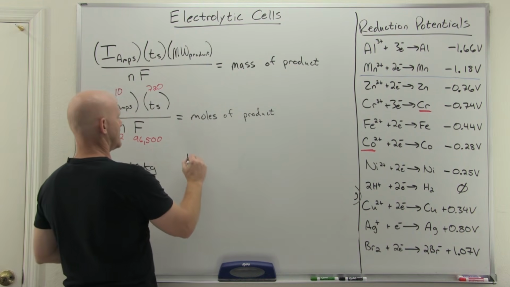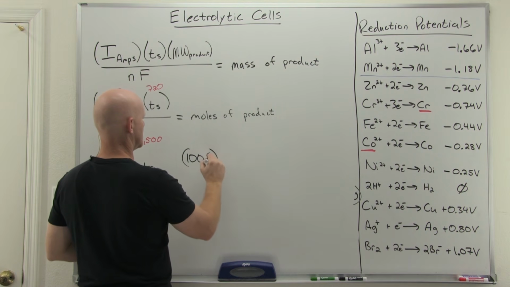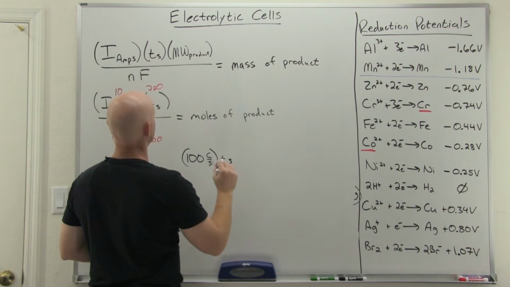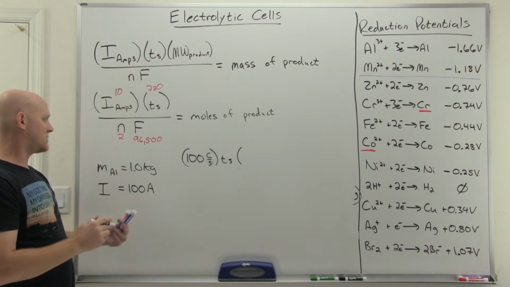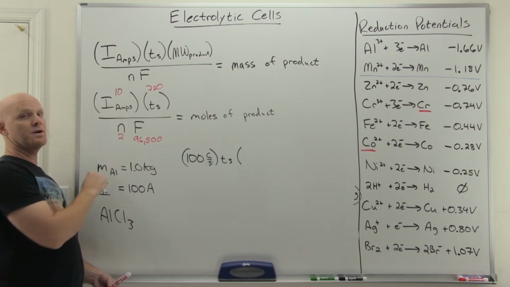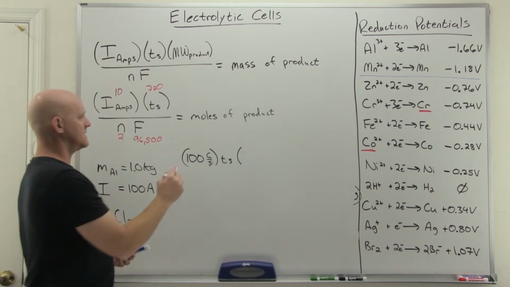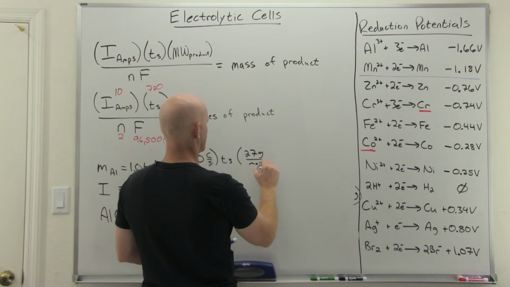So we're gonna go with 100 amps, which again really is 100 coulombs per second. We'll multiply by the time in seconds, which is what we're going to solve for eventually. Multiply by the molecular weight, and in this case it's the molecular weight of the product. They're telling us that we're starting with aluminum chloride, but we're making aluminum. So that's why I made sure you realize it's the molecular weight of the product and not the reactant. And aluminum has a molar mass of 27 grams per mole.